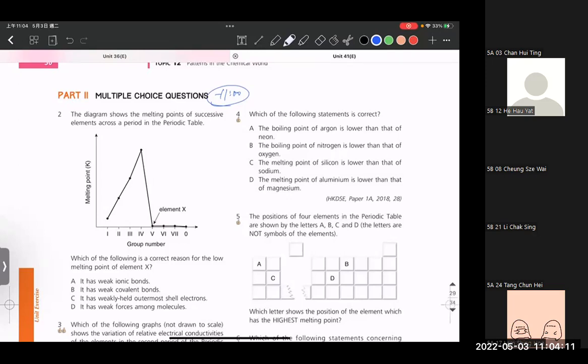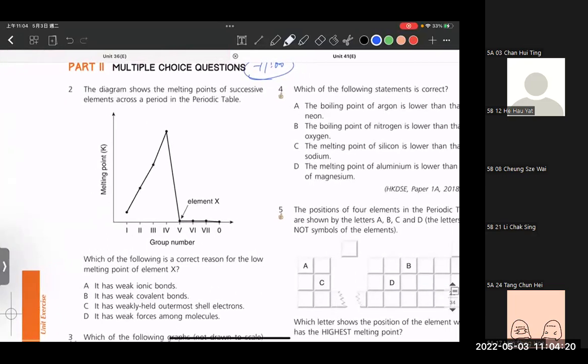Now, so we take a look at the questions one by one. After 1 minute, I will wait for 1 more minute for the final 1 or 2 students to submit your work.